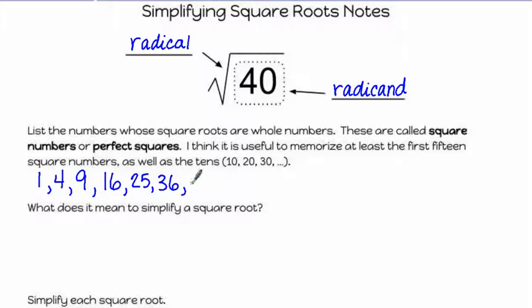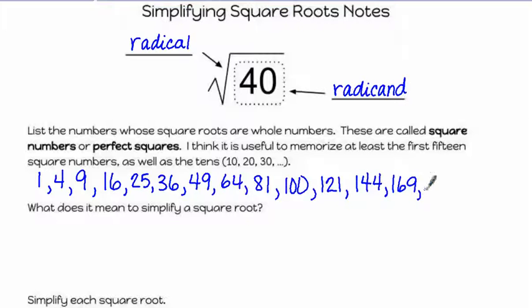Each of these numbers has a nice, pretty, in my terms, whole number square root. The square root of 81 is 9, and the square root of 100 is 10, and the square root of 121 is 11, and the list goes on and on. I would advise in this class that you know the first 15 values. So here I've listed the numbers 1 times 1, 2 times 2, 3 times 3, all the way up to 14 times 14 and 15 times 15.